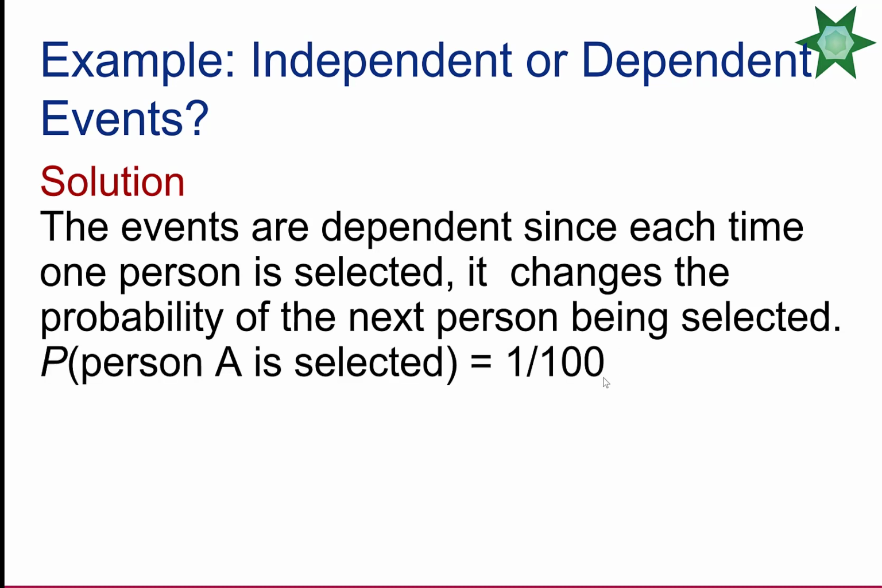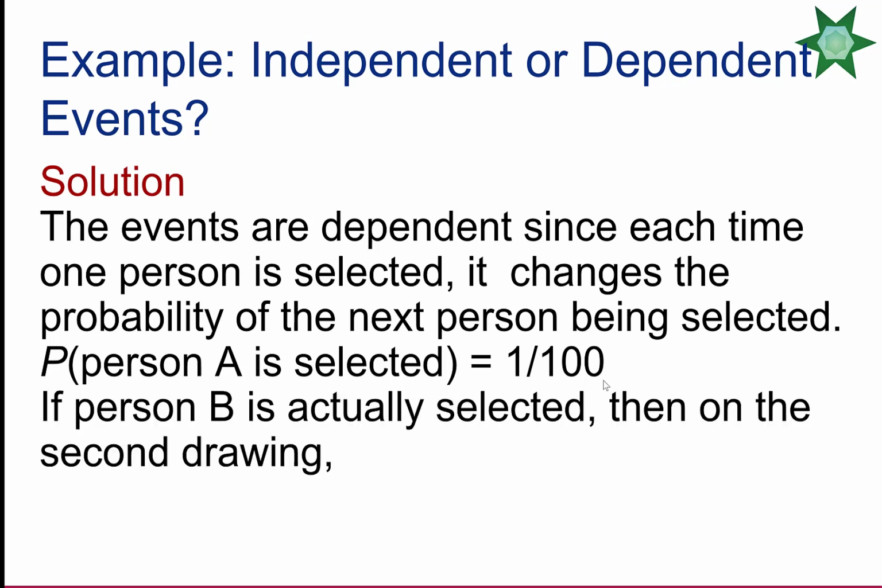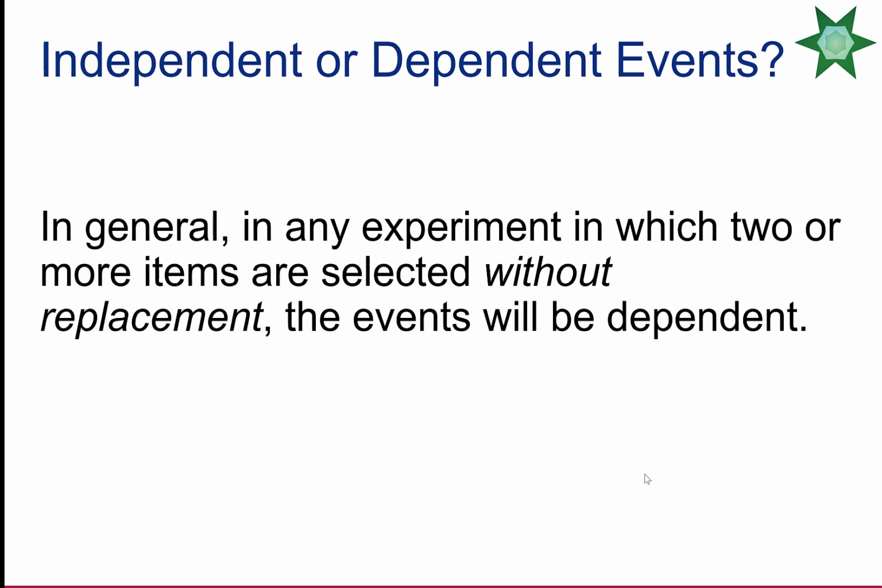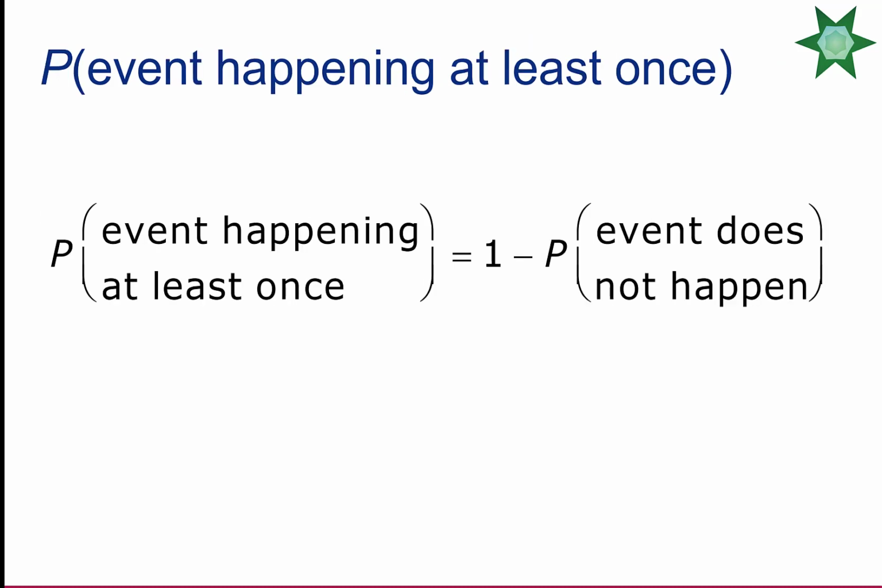The probability the first person wins is 1 out of 100. We put that person's name aside. Then the second person we select has a probability of winning. On the second draw, it should be 1 out of 99. This should be person B here. 1 out of 99 and so forth. In general, in any experiment in which 2 or more items are selected without replacement, the events will be dependent.